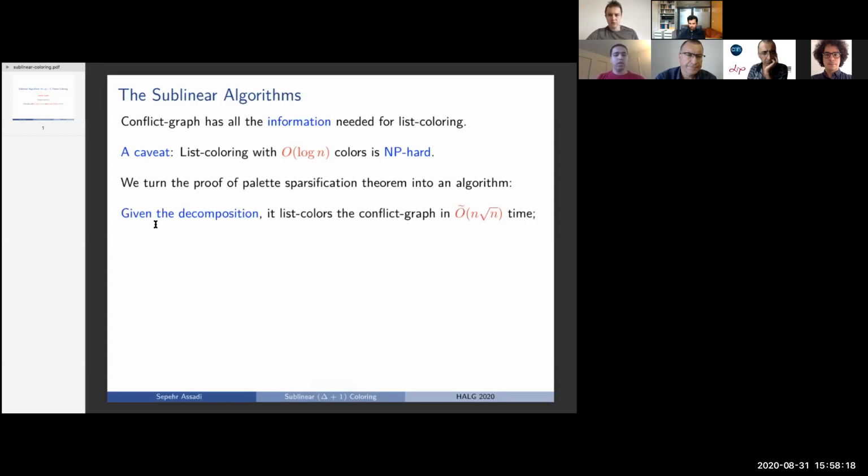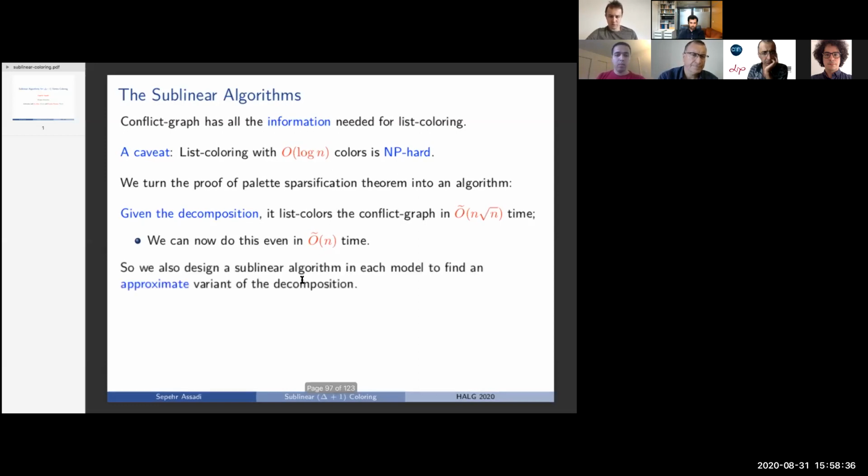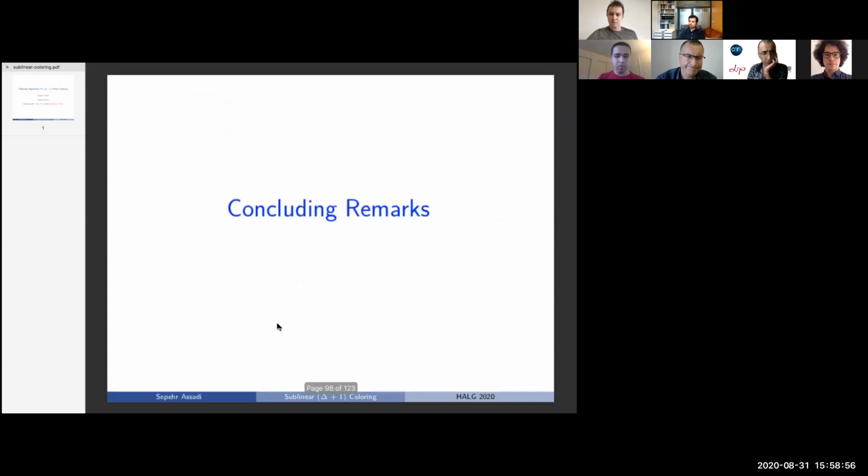And it's not hard to do that, in fact, if you give me the decomposition. Given the decomposition, the original proof gives an algorithm that can color the graph in n to the n root n time. And in fact, more recently, we can show that we can do this even in O tilde n time. But if I want an algorithm which runs in efficient time, we also have to be able to find the decomposition. And for that, we have to work with some approximate version of the decomposition. So we design some sublinear algorithms that find the decomposition, and then based on that, we can solve the problem. Good. Okay. So let me quickly conclude.